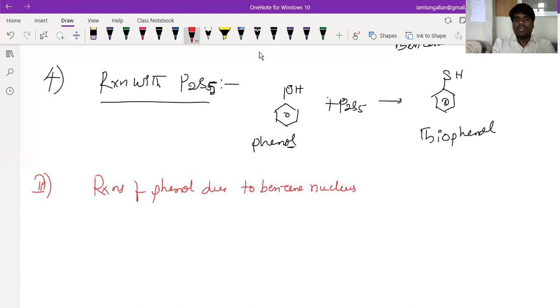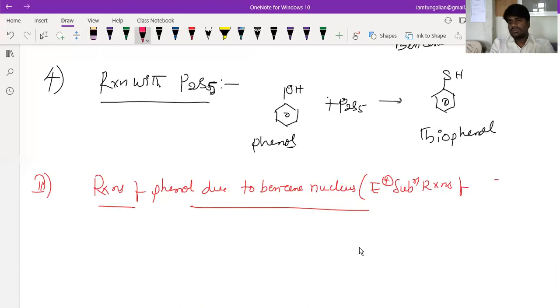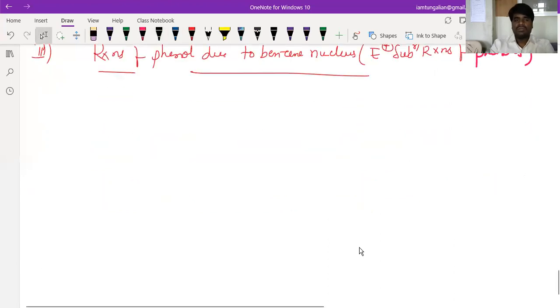And the second important reaction, if I say beta, you can take it as second or third: reactions of phenol due to the benzene nucleus. You call it an electrophilic substitution reaction.